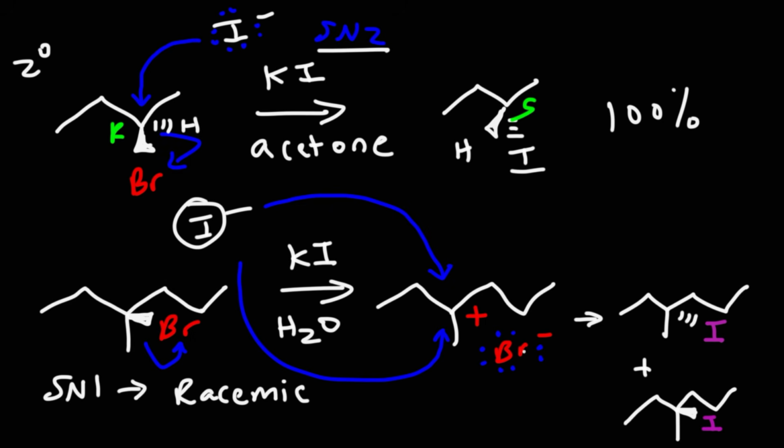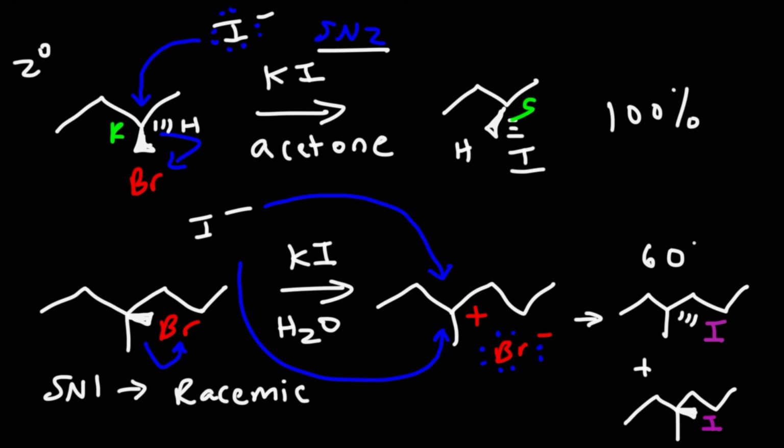Iodide has a negative charge, bromide has a negative charge. So as it approaches from the front, if bromide is still hanging around that carbocation, it's going to be repelled as it approaches from the front. It's repelled by the negatively charged bromide ion. As a result, we get an unequal racemic mixture.